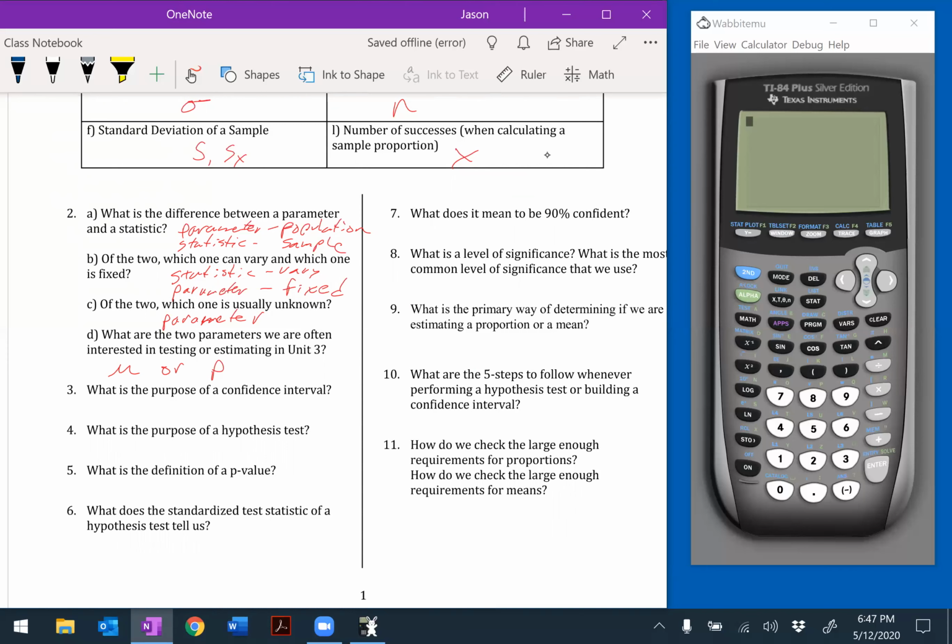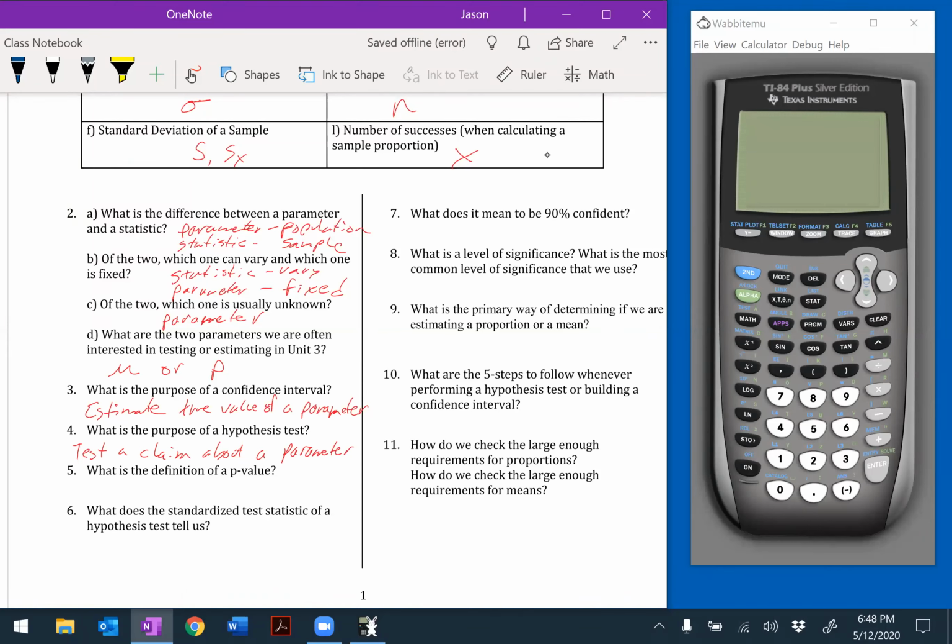What is the purpose of a confidence interval? To estimate the true value of a parameter. Okay, estimate the true value of a parameter. What is the purpose of a hypothesis test? Okay, to test a claim about a parameter.